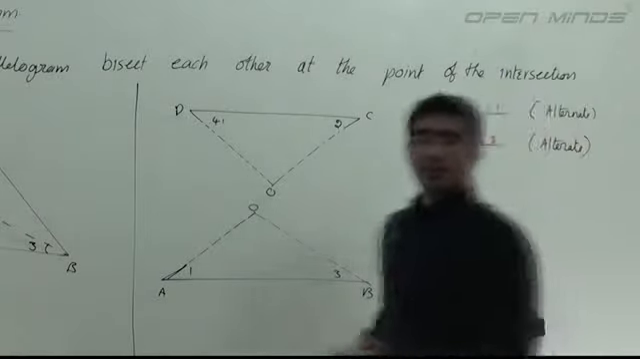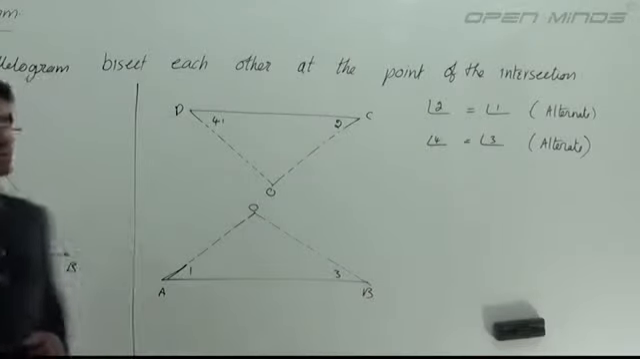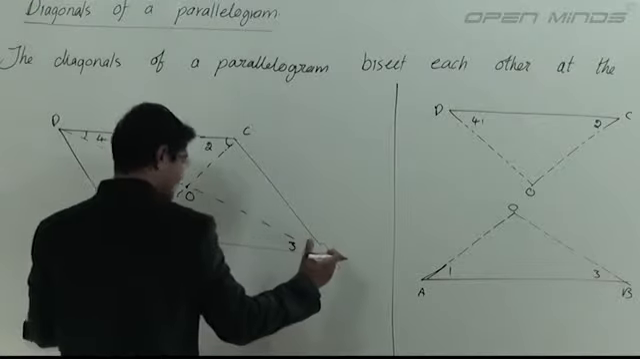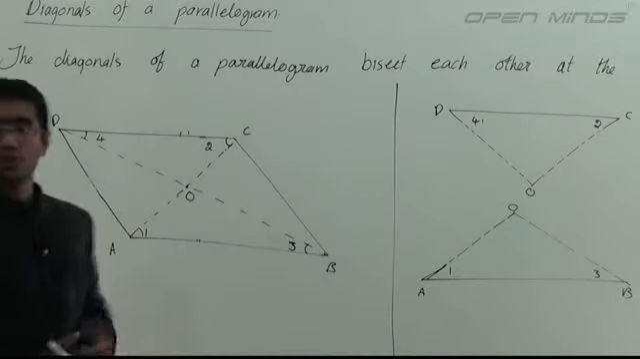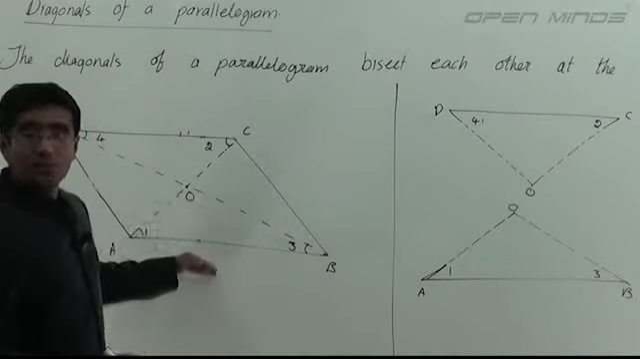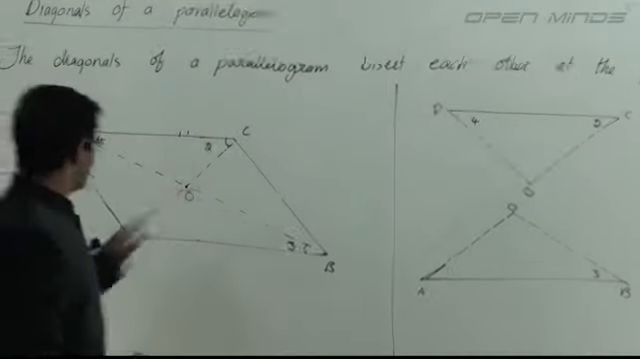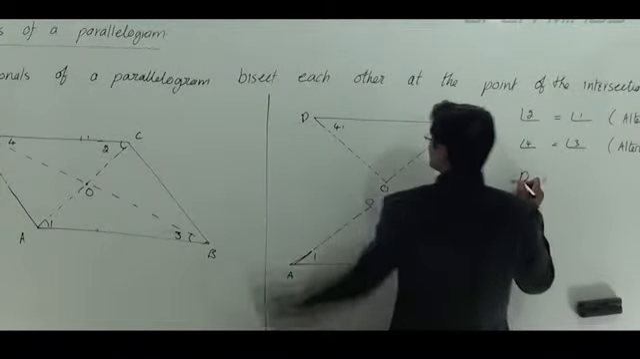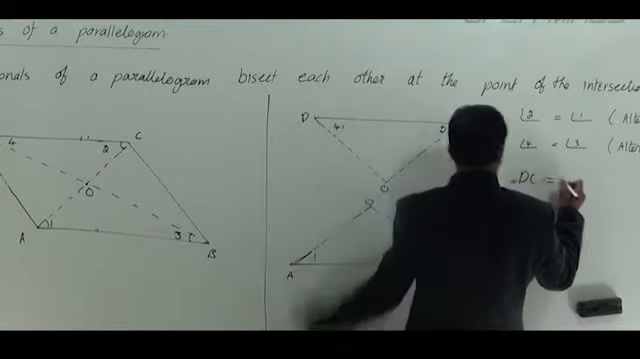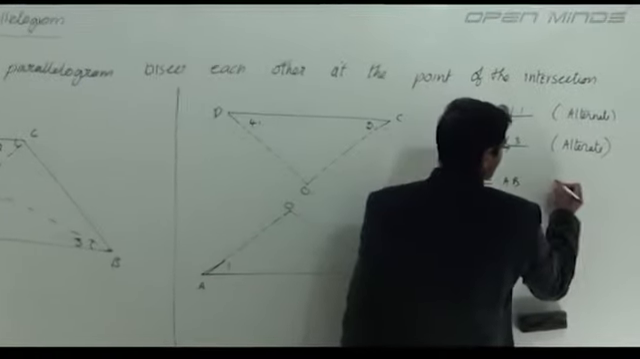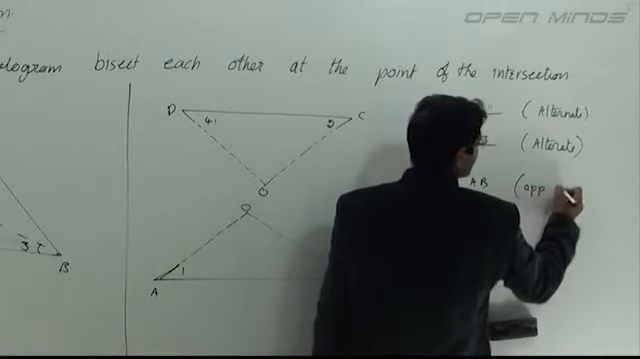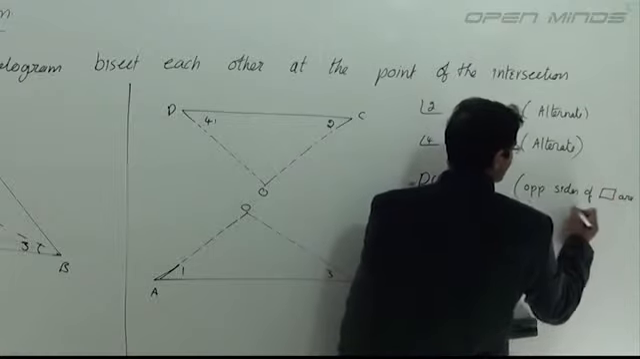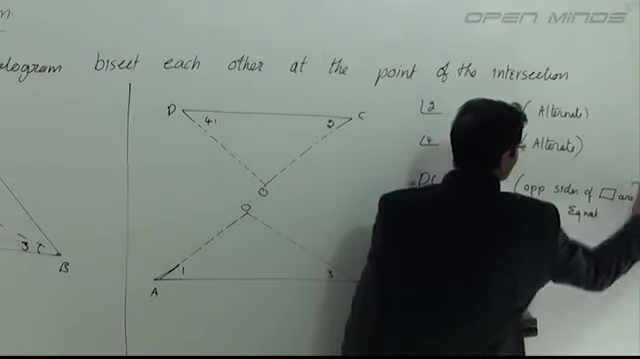Very simple. Now, is there anything in common? Look at this. I can say the side DC is equal to the side AB. Why? This is one of the properties of a parallelogram, that opposite sides are equal and parallel. So I can take DC to be equal to AB. Why is this? Because opposite sides of the parallelogram are equal. So we understand this. Very nice.